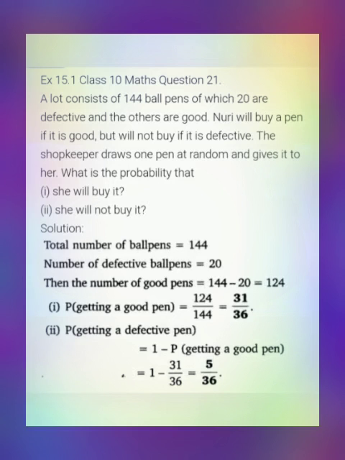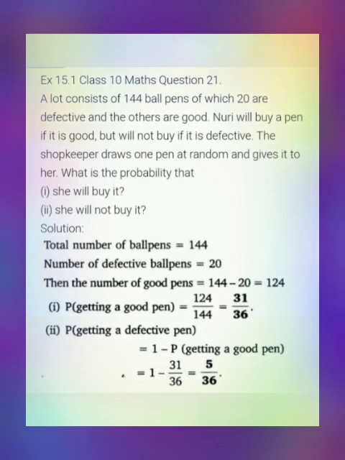Okay, now let us concentrate on the second part of the question. What is the probability that Nuri will not buy it? So that means you can apply the formula. This can be taken as P of not E. How can you calculate P of not E? So you can calculate P of not E as 1 minus P of E. What is P of E? P of E is the answer of the previous question. We got it as 31 by 36.